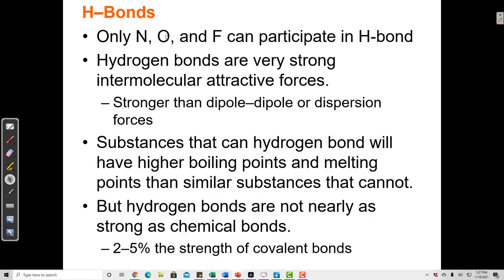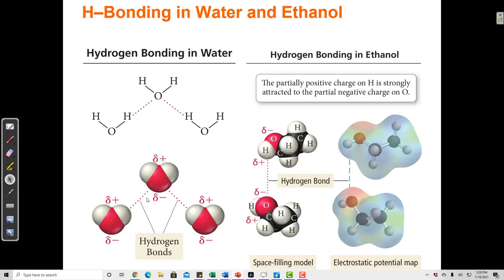So only nitrogen, oxygen, and fluorine can participate in hydrogen bonding. Hydrogen bonds are very strong intermolecular forces. They're much stronger than dipole-dipole or dispersion. And substances that have hydrogen bonding will have higher boiling points. But hydrogen bonds are not nearly as strong as covalent bonds. So when I look at this picture here, these are covalent bonds that hold the hydrogen and the oxygen atoms together. These are the hydrogen bonds that hold these molecules together.